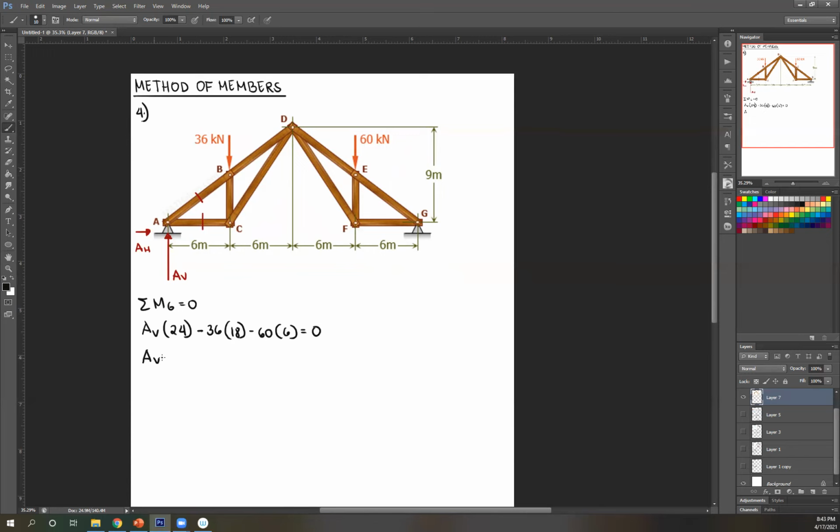Solving for that, we get AV is equal to 42 kilonewtons. Okay. 42, positive, therefore correct assumption, it's upward.